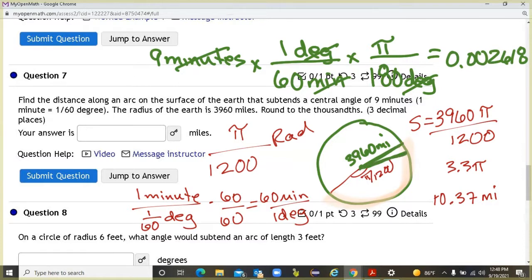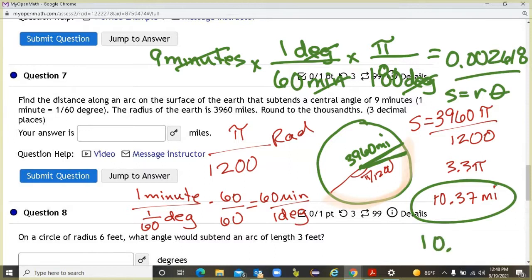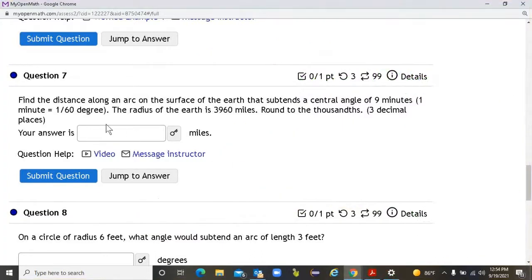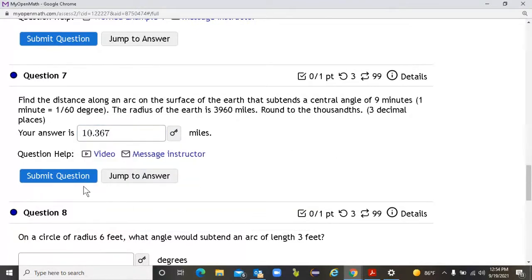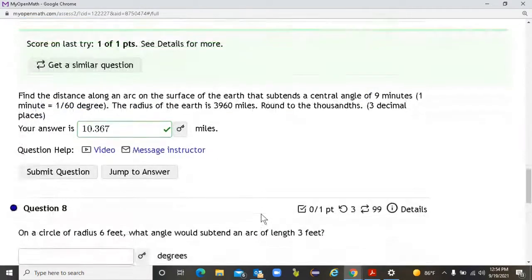So now our answer makes more sense. So if I were to take this and just multiply it by my radius, so times 3960, we do get this answer. Okay, so this answer was perfectly fine. I just did a bunch of stuff for absolutely no reason, and I apologize for that. But it does say 3 decimals, so 10.367 miles. Again, it's so small because the angle was so darn small. So 10.367. It already has the word miles on it, so we don't have to do anything there. Yay, we got it right.